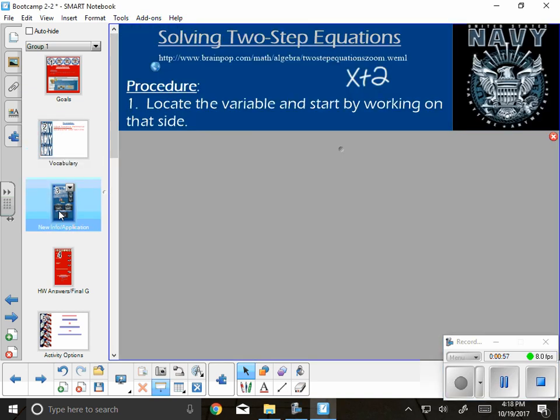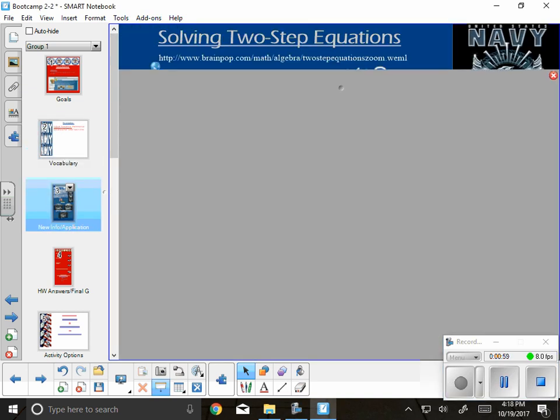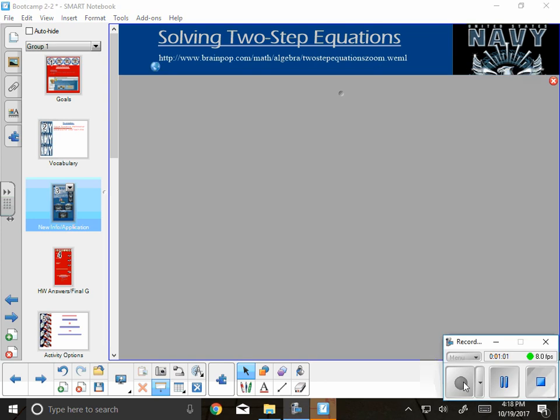So now we're going to get into the procedure part of this section. Once again, this section is solving two-step equations. As you can see underneath the title, we do have a cute little BrainPOP video that you can watch about solving two-step equations. It's not necessary that you watch it, but if you want to, awesome.